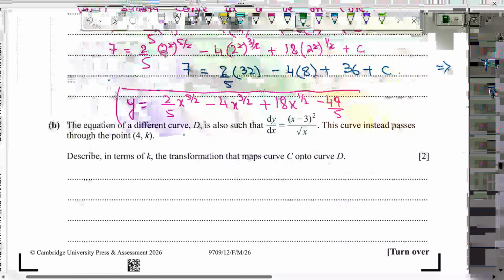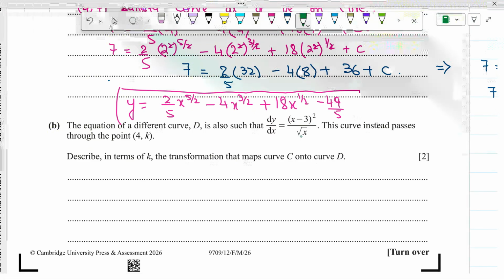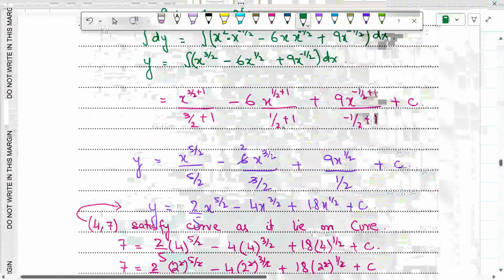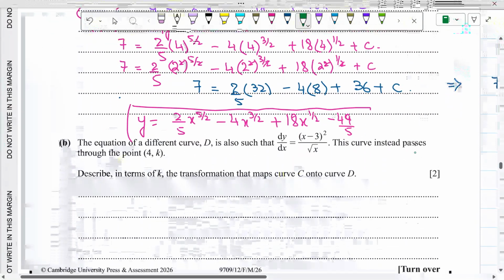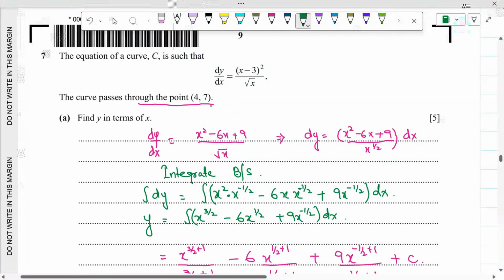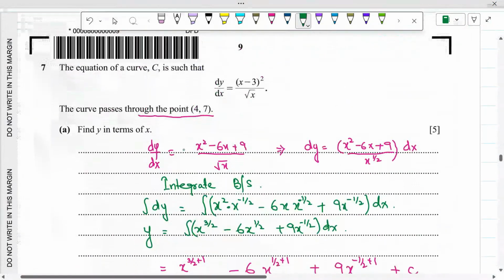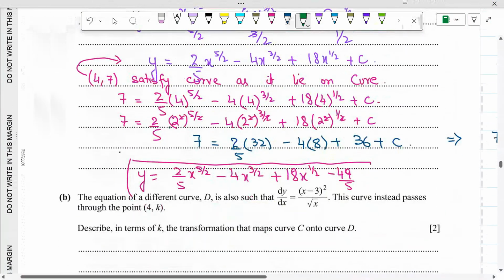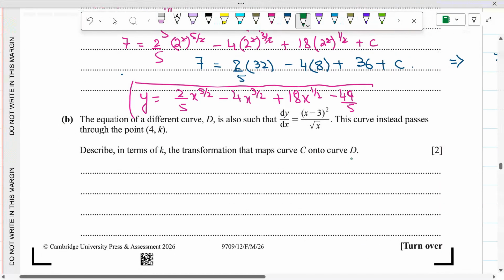Part B. The equation of a different curve D is such that dy/dx is equal to (x minus 3) whole squared over the square root of x. This is the same equation we solved in part A. This curve is passing through the point (4, k), and previously it was (4, 7). So the x coordinate is the same, the y coordinate was 7, but now it is k. Describe in terms of k the transformation that maps curve C onto curve D.